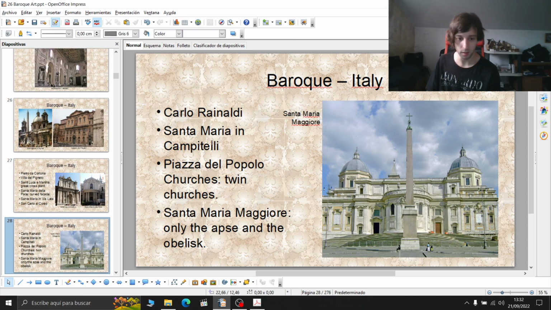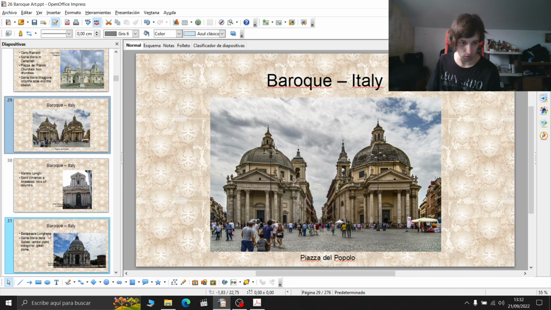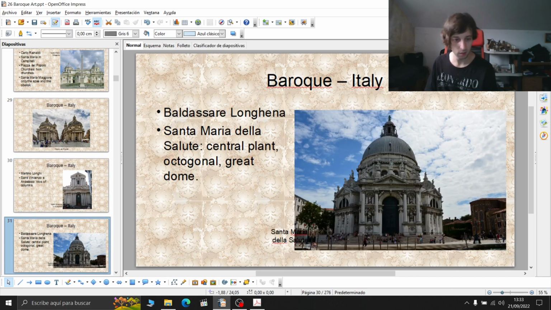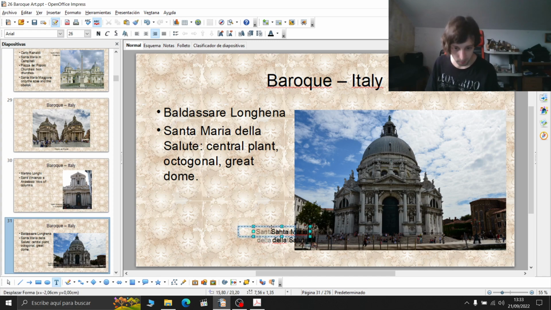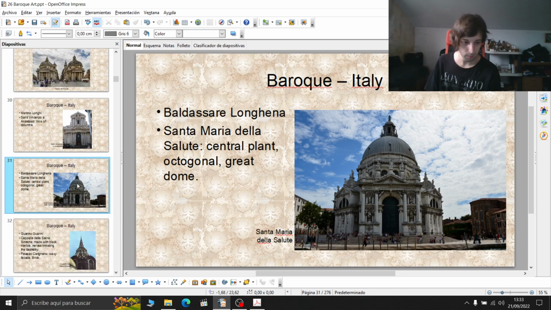Carlo Rainaldi with Santa Maria in Campitelli, Piazza del Popolo, twin churches, and Santa Maria Maggiore, only the apse and the obelisk. This is the Piazza del Popolo with the twin churches. Martino Longhi with Santi Vincenzo e Anastasio, trios of columns. See, three columns here, instead of one or two. Baldassare Longhena with Santa Maria della Salute, central plan, octagonal grid dome.